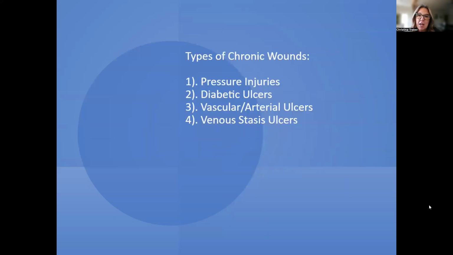So there are lots of types of chronic wounds, but the four most common that we're going to spend more time on today are pressure injuries, diabetic ulcers, vascular or arterial ulcers, and venous stasis ulcers. And these are the ones you'll see most commonly in the long-term care setting.